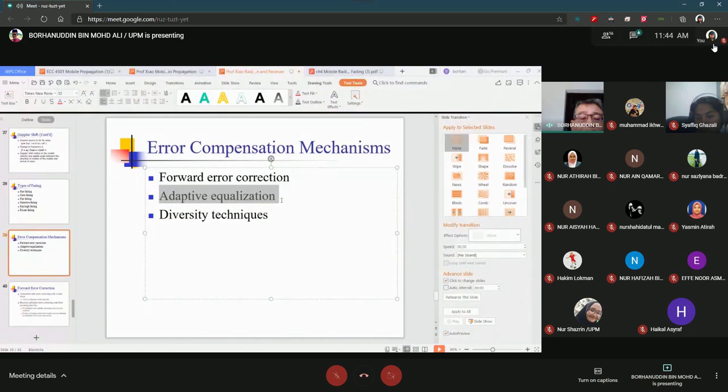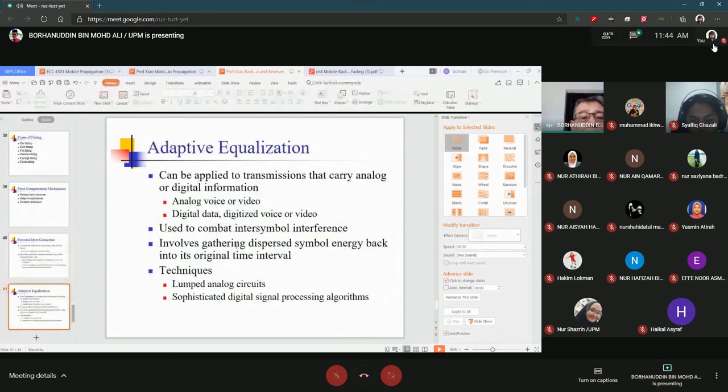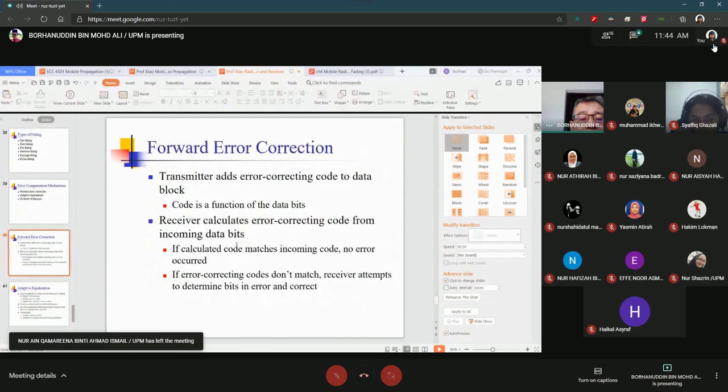Without illustration, it's quite difficult, but I hope we can revisit this thing. So the signal that has experienced all this impairment can be recovered, or rather, with a high degree of accuracy. This is equalization. Now, this one, I think, is also part of your syllabus. Diversity techniques. We will revisit here, but this is quite brief here. Okay, I will skip this one.